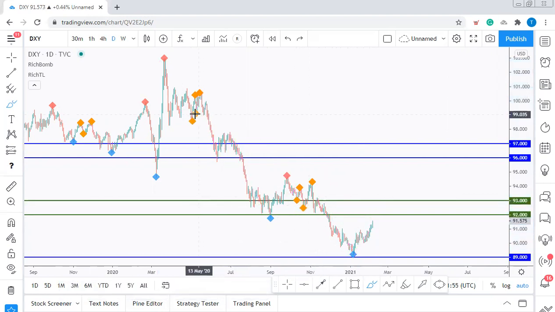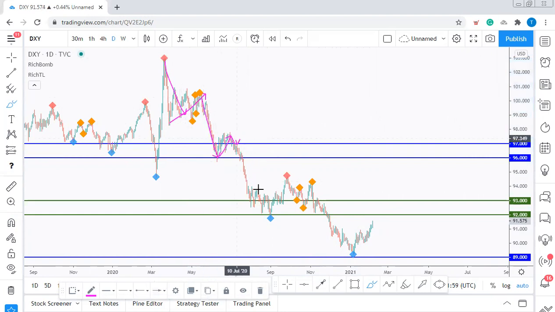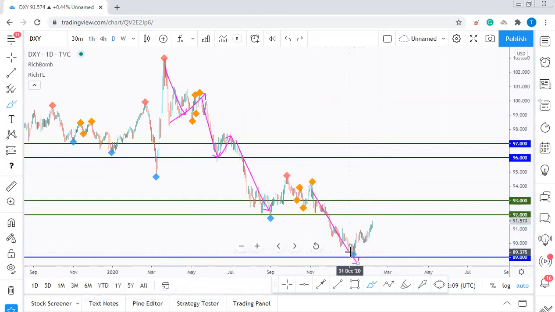Let me show you an example. Corrective, impulse, right? Impulse, corrective, impulse, impulse, corrective, corrective. So now we are still overall bearish on the DXY, but we are now in the corrective phase, especially that price is sitting around the support.